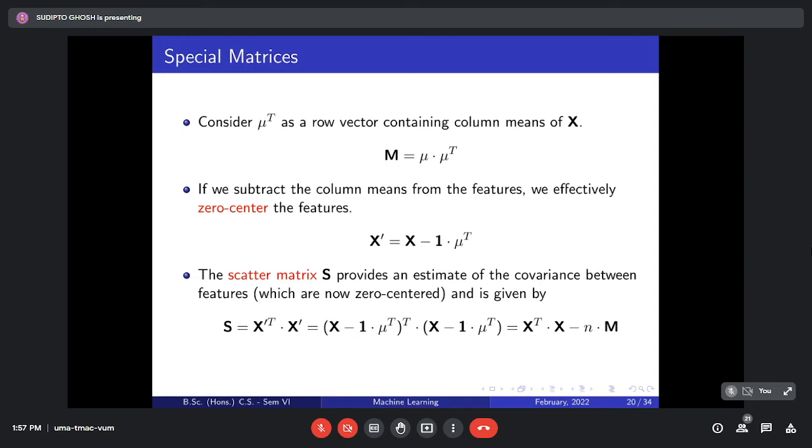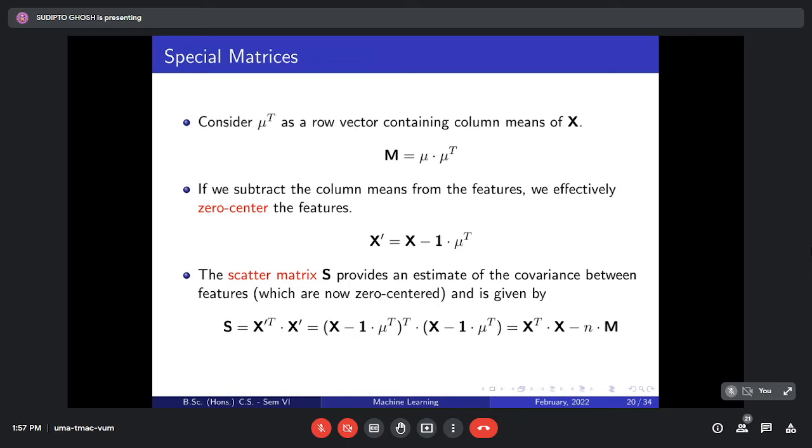Then the text also asks you to assume some scatter matrix that is represented by S, which will provide the estimate of the covariance, not the actual covariance itself, but a relation; it will indicate the covariance.